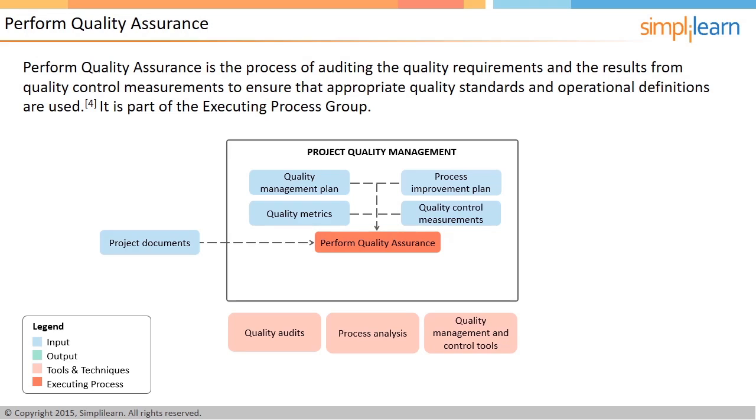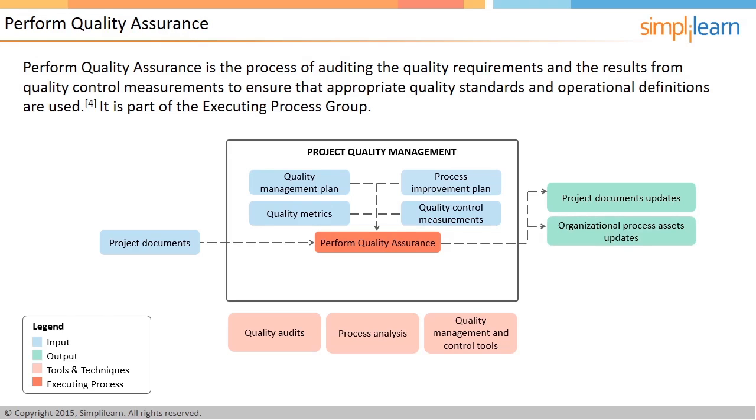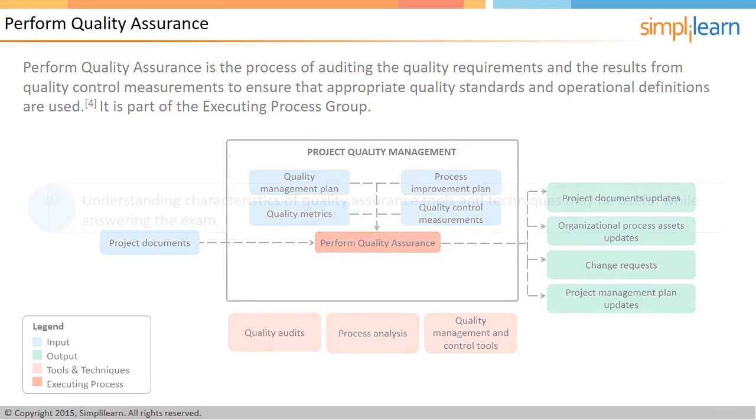The key output of this process is project documents updates to ensure that if there is any deviation from agreed standards, it is corrected. Also, if there are any lessons learned that can help improve future projects, the organization process assets get updated. This quality assurance may result in improvement suggestions, change requests may be generated, and the project management plan may need to be updated.